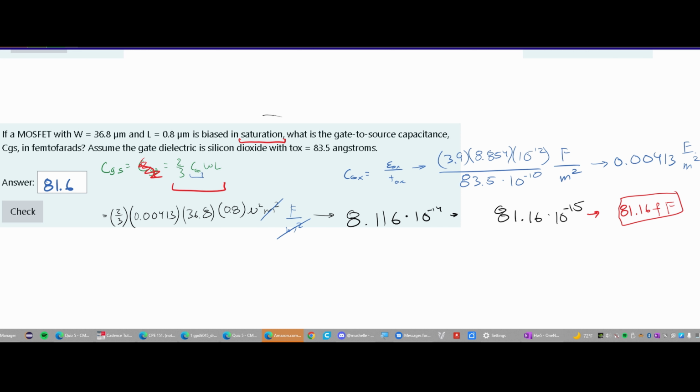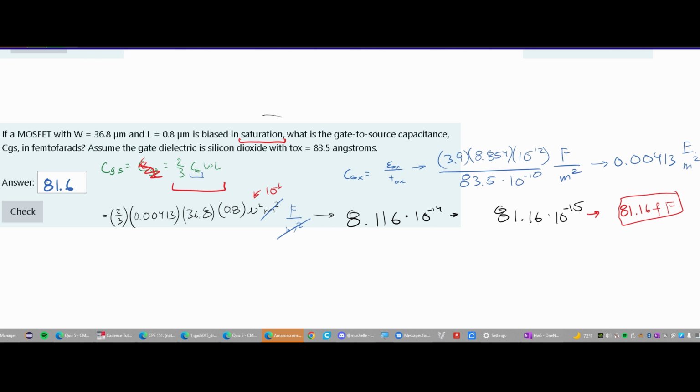From here, we're going to plug it back into our equation. We have our constant 2/3 out front. Our W and L are the values given, so we're going to plug them in. Our meters are going to cancel out. Our micro is just 10 to the negative 6, so we square that, 10 to the negative 12. And then from here, we plug that into a calculator. We're going to get this value. Your value might be different depending on your W or your L.